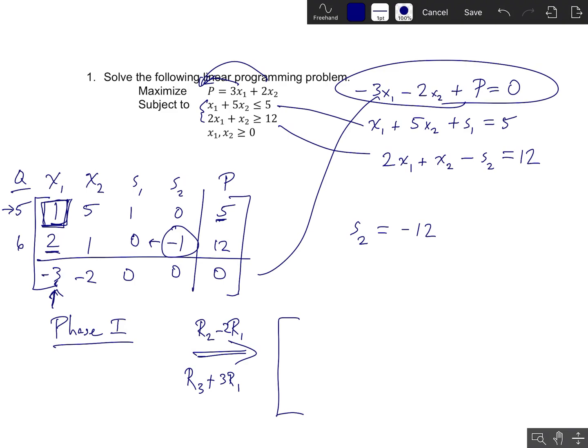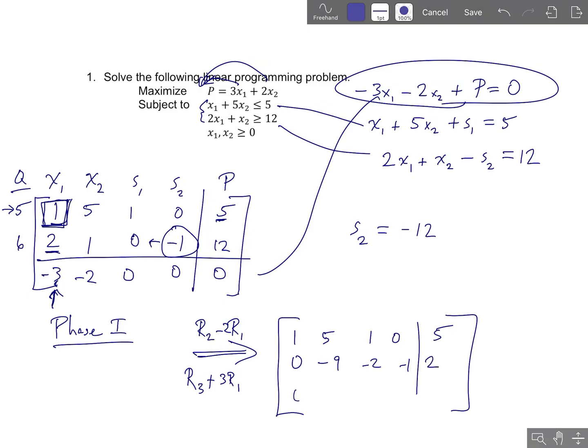And in this set of videos, I'm again not going to take the time to do the individual row operations because I think that that would just slow us down a little too much. So I've done all of the row operations on separate scratch paper, and I'm just going to be copying down the result of these row operations. So what I get at the end of this is 1, 5, 1, 0, 5, and then 0, -9, -2, -1, 2. And then 0, 13, 3, 0, 15 for our objective row.